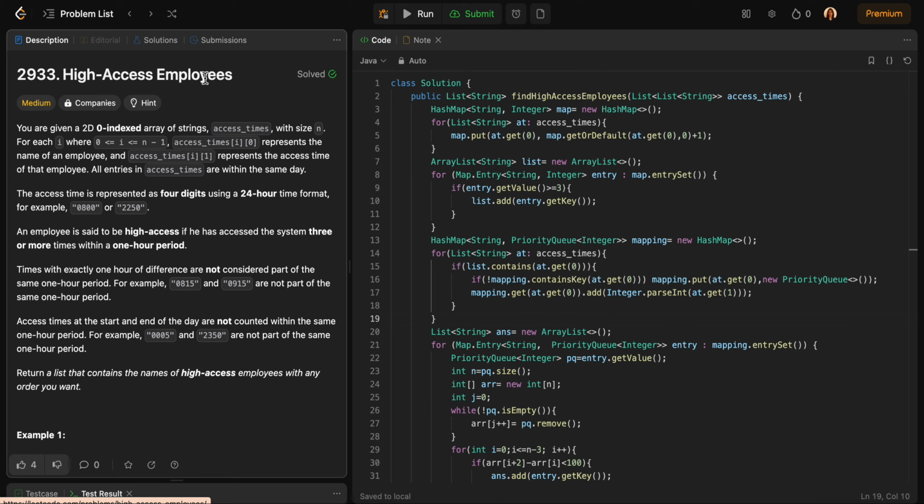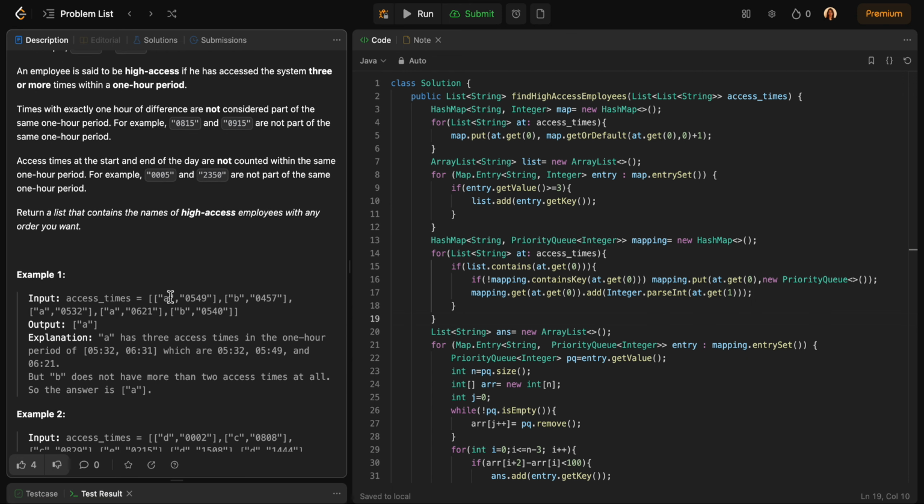In today's weekly contest, it was the second question over there, and I think it's a good question which covers your hash map, priority queue, and array list in a very good format. I'll quickly give you a walkthrough of the question and how I came to the approach.